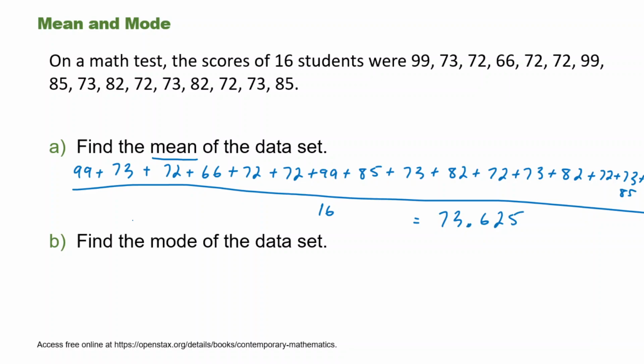Now we interpret that as being a typical data point. So if all of these students took this test, the typical student is one that made around a 73, a 74.